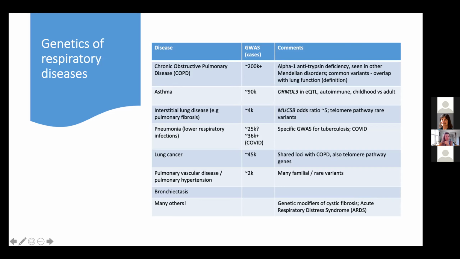When we start talking about pneumonia, there are actually smaller sample sizes, even though this is a common condition, just because it is an episodic thing. People have done specific GWASs for tuberculosis and COVID. For lung cancer, there's been a lot of great work from Chris Amos, Christiani, and others, which actually has some shared loci with COPD and telomere pathway genes. And there have been some smaller studies of pulmonary vascular disease, but really not for bronchiectasis, and some for genetic modifiers of cystic fibrosis and ARDS and others.